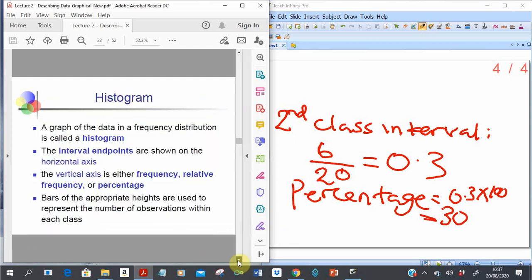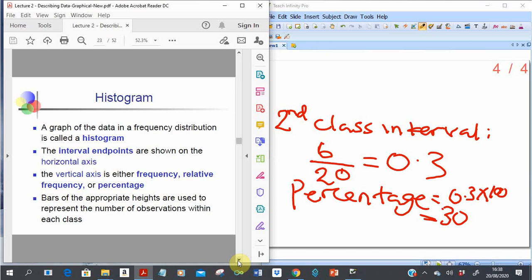Okay, so we move on. We now move to a histogram. We saw that we can actually represent quantitative data using a histogram. A histogram is just a graph of data in a frequency distribution table.